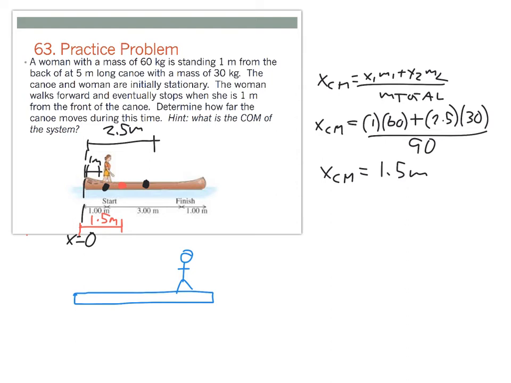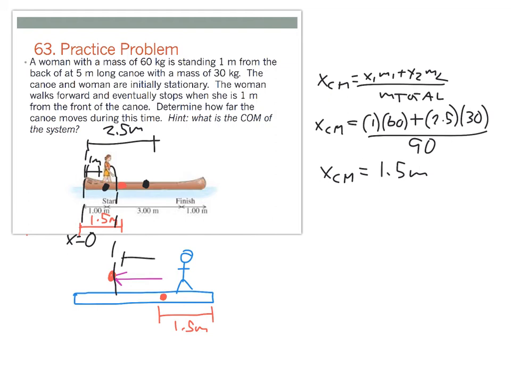And what's going to happen is when the woman walks to the other side, it's symmetrical. So the center of mass is just going to shift to be 1.5 meters from the right end of the canoe. Now, thinking about what I know about center of mass and the forces acting on this system, I know that there are no forces acting on the system. So the position of the center of mass has to remain the same, which means the canoe must move backwards so that this center of mass here is actually positioned right here, directly in the same spot as the initial center of mass.